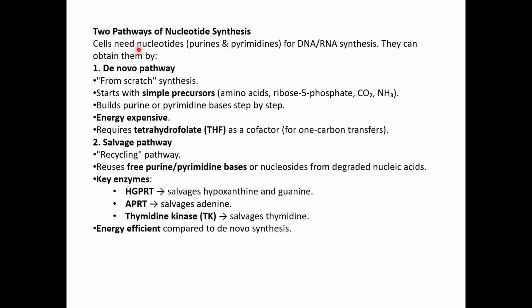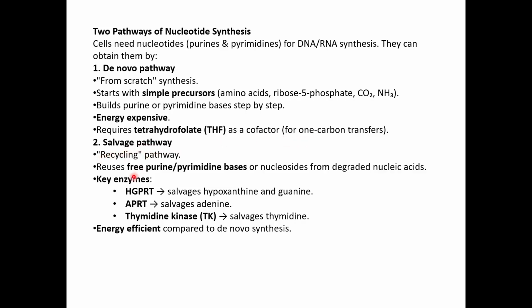So cells need nucleotides, basically both purines and pyrimidines, for DNA and RNA synthesis. They can obtain them either by the de novo pathway or the salvage pathway. So de novo is from scratch. The synthesis starts from simple precursors like amino acids, ribose 5-phosphate, carbon dioxide, amines, etc., and it builds purines or pyrimidines step by step. It's energy expensive, and it also requires tetrahydrofolate as a cofactor.